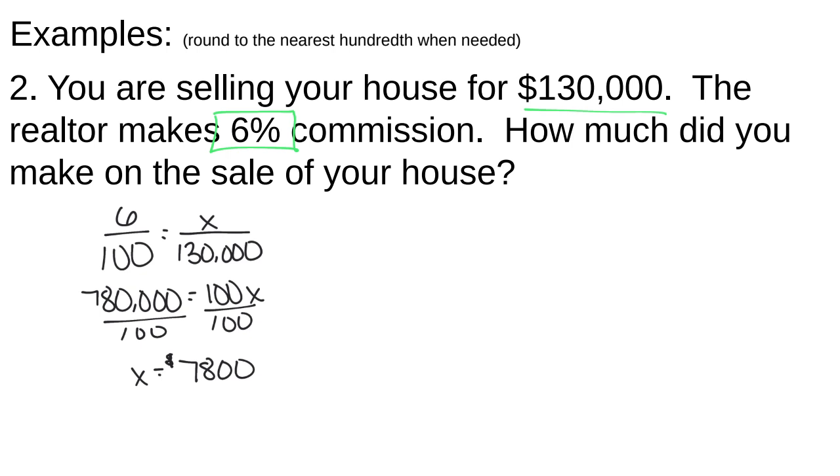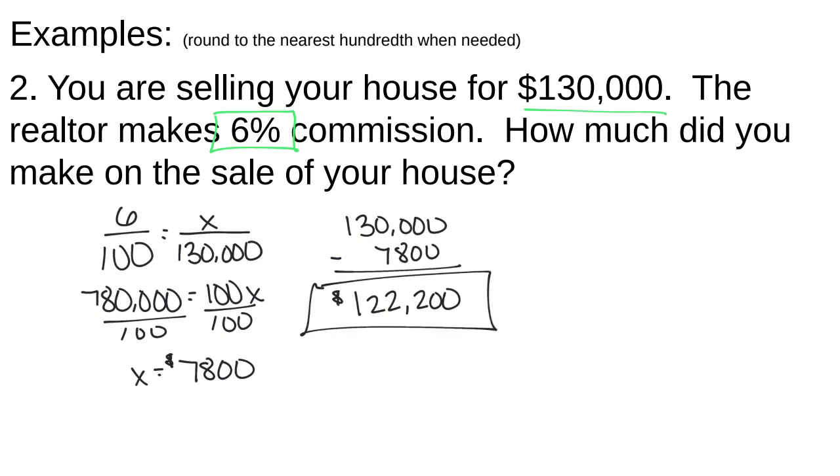What you get to keep is all the rest. So 130,000 minus the part that you're paying the realtor gives you the part that you get to keep. And there's our answer. Now, if you had done it the other way, you would have done 94% is the part that you're going to keep. And when you do the 94%, this will work out to that same answer of $122,200.